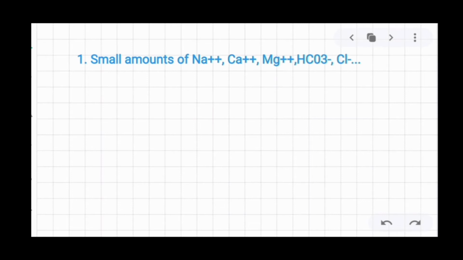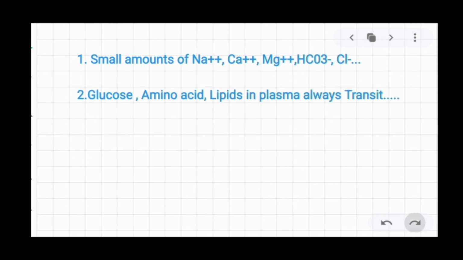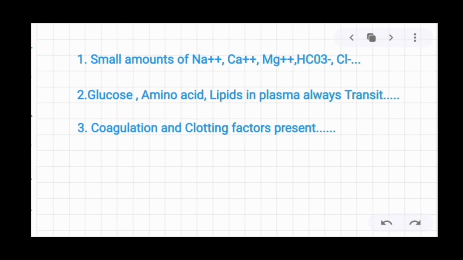And if we look at the plasma in more detail, we can see that small amounts of sodium, calcium, magnesium, and hydrogen carbonates and chlorides are present in the plasma. The glucose, amino acids, and lipids in plasma are always in small or temporary amounts. And the coagulation and clotting factors are always present in plasma. Whenever you think of plasma, just think of one thing: the coagulation or clotting factors.